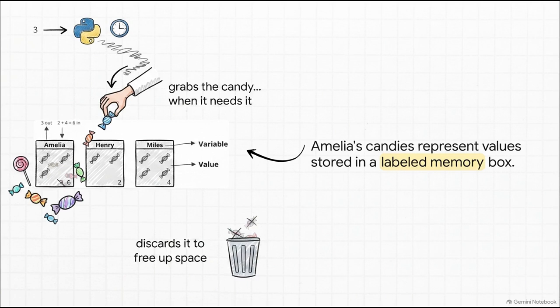So when you run your code, Python is reading it line by line. If it suddenly needs info from line 1 while it's all the way down on line 5, it basically creates these labeled memory boxes, grabs the candy, or the data, when it needs it, and then discards it to free up space when it's totally done.